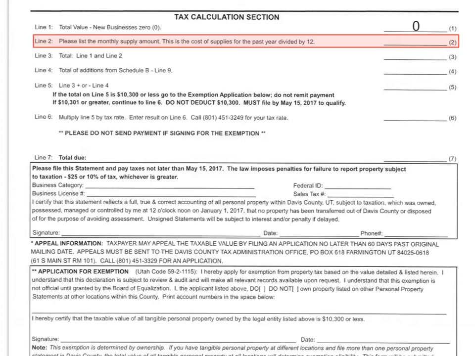Things that are not included would be things like, for example, if you are a hairstylist, the hair product that you use, or shampoo and conditioner. Those things are consumed in providing the service to your client and are not included.